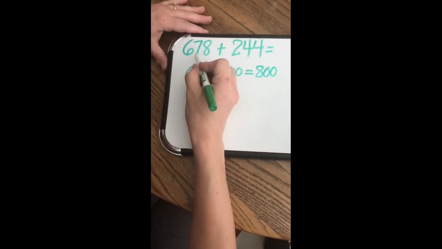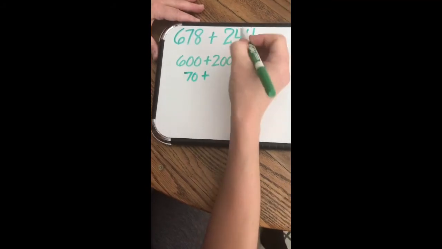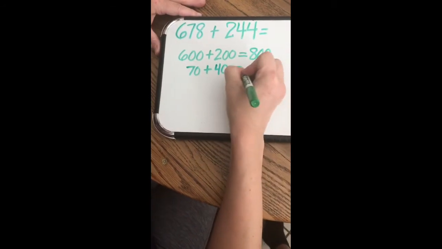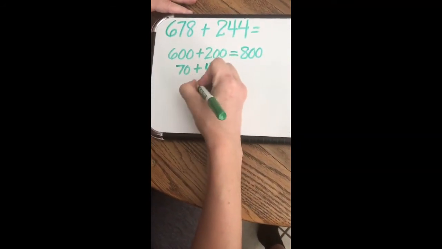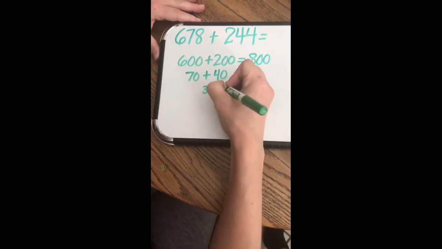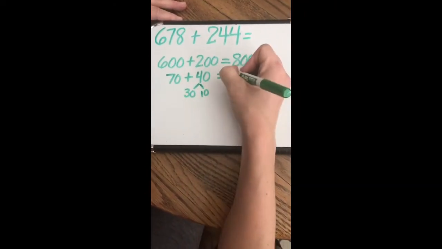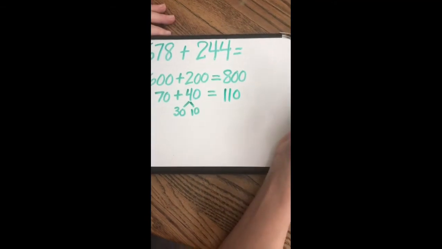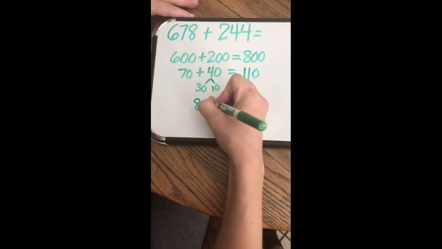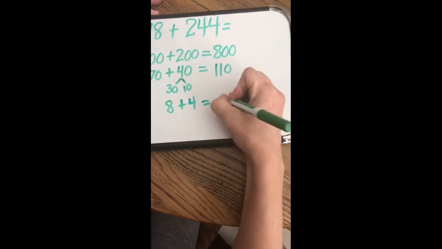Now let's add our tens. The 7 in the tens place in 678 has a value of 70. And the 4 in the tens place in 244 has a value of 40. Now I know that if I add 30 to 70, I'll get 100. And 40 is composed of 30 and another 10. So 70 plus 30 is 100, plus one more 10 is 110. And now let's add our ones. We have 8 in 678 plus 4 in 244 for a total of 12.